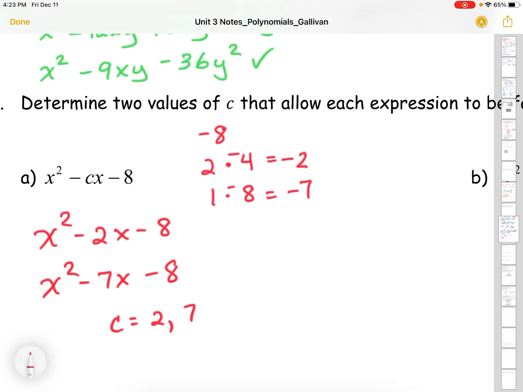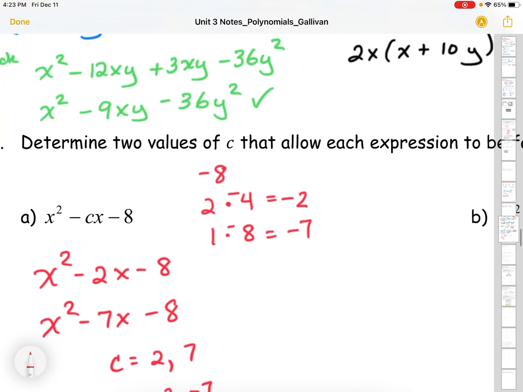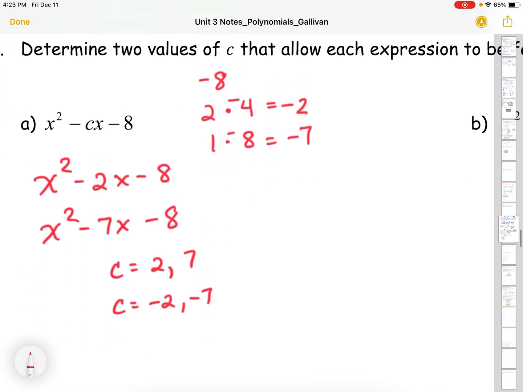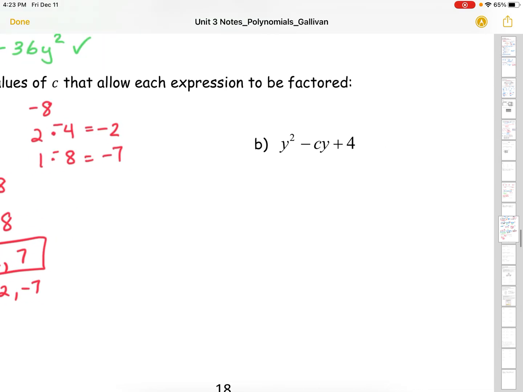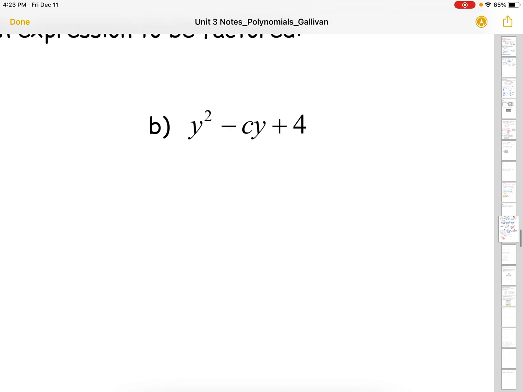And there's multiple answers. Technically, if C could also be a negative number, it could be -2 and -7. Now, those are the only factors of 8. If there were more factors of 8, you could have more answers. All right, so it's kind of tricky. I think it wants just the positive answers based on how the question's written.